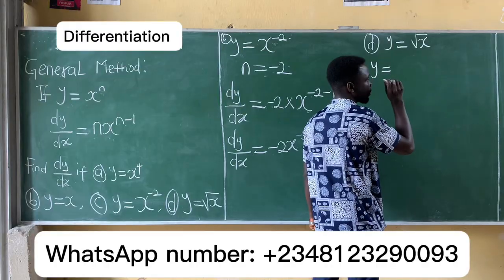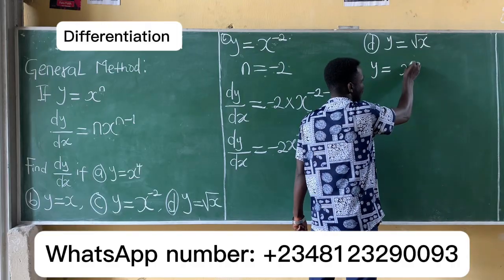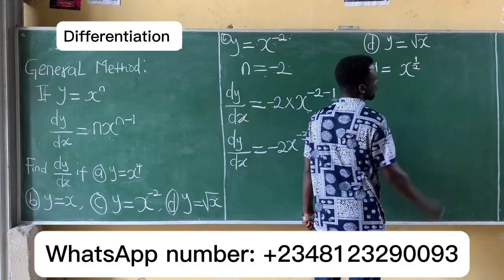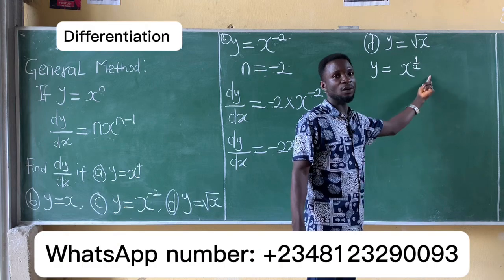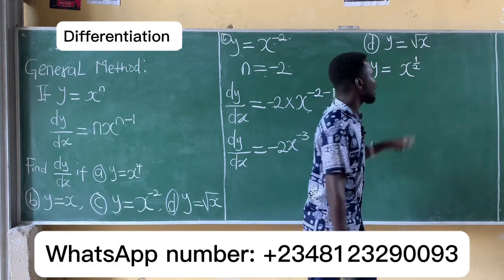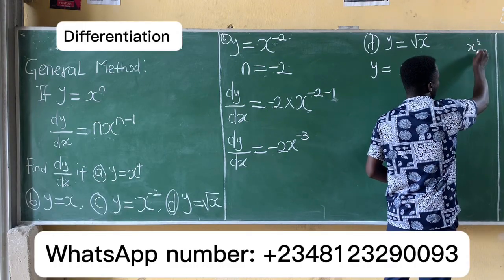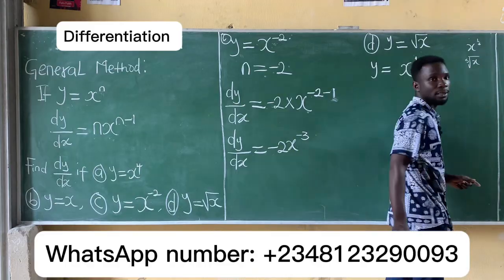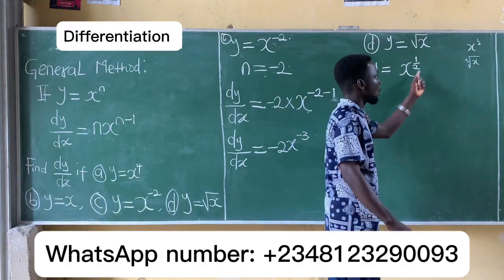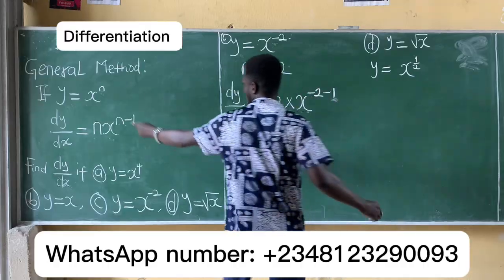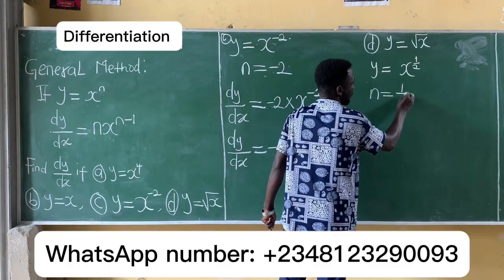From indices, we said that the root of x is the same thing as x raised to the power of 1 over 2. Anything raised to the power of 1 over 2 is the same thing as the square root. Then x raised to the power 1 over 3 is the same thing as the cube root of x. So since this one is the square root of x, the same thing as x raised to the power of 1 over 2, if we compare it with the general form, our n here becomes 1 over 2.